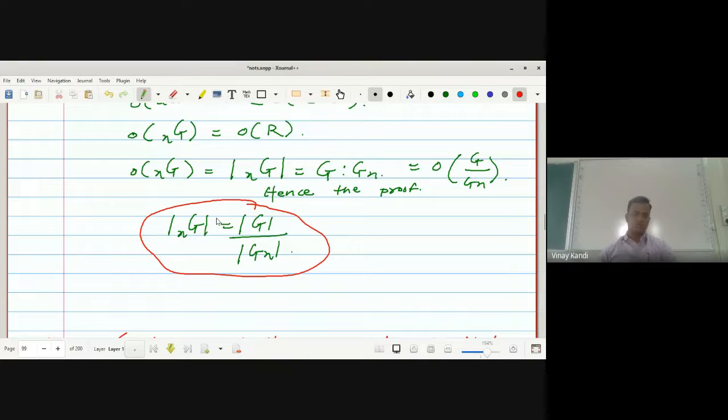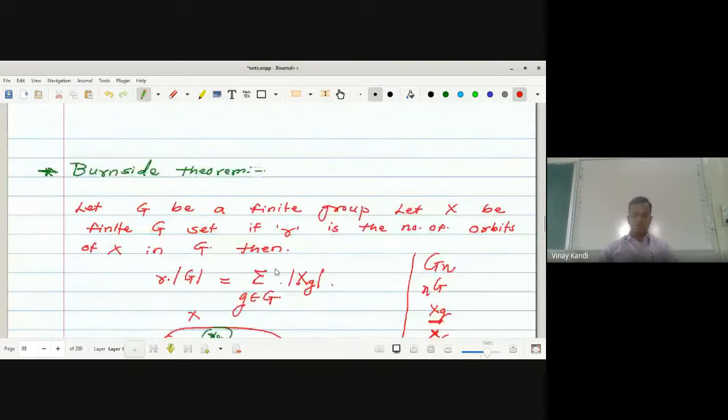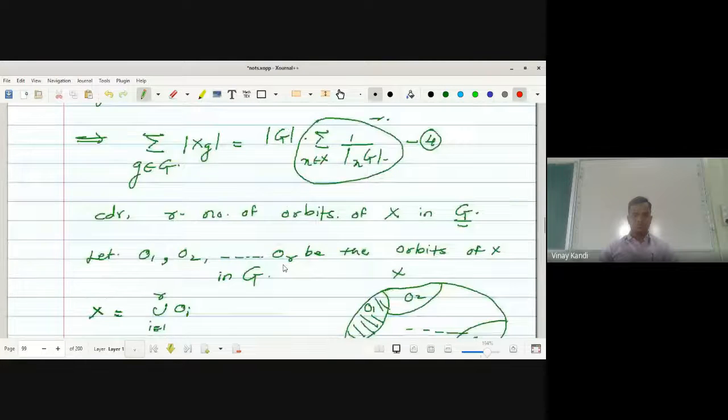Okay. Order of XG is equal to order of G upon order of GX. Okay, any doubt? No, sir.